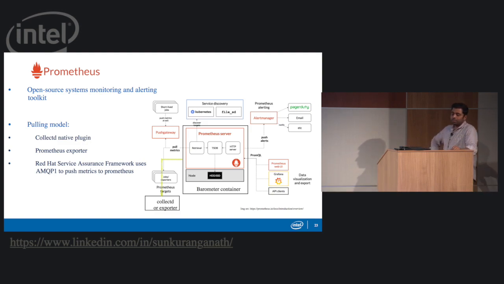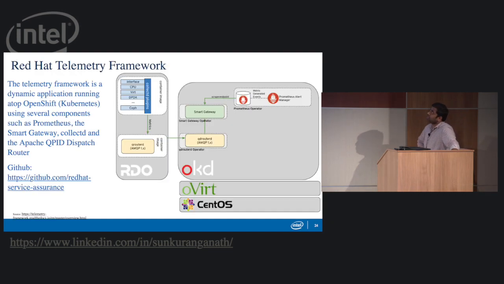Now, while I introduced Prometheus, I want to introduce Red Hat's telemetry framework, part of the service assurance framework. You saw CollectD, you saw Prometheus, and now if you want to use this in production, what is an example that you can use? Red Hat has done quite some work here, and a lot of this is open source. The telemetry framework is an application running on top of OpenShift. OpenShift is a commercial offering of Kubernetes, using a lot of these components: Prometheus, Smart Gateway, CollectD, et cetera.